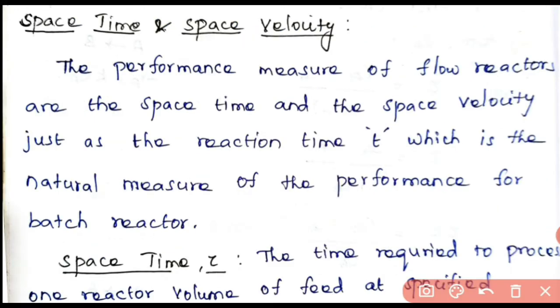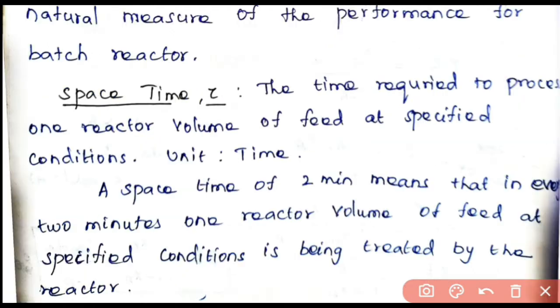Before deriving the performance equation of the mixed flow reactor, first we should know what is space time and space velocity. Why? Because for flow reactors we measure the performance of the reactor by space time and space velocity, whereas in a batch reactor we calculate the reaction time. So in a batch reactor you will calculate the reaction time t, and for flow reactors, that is for CSTR and PFR, you will calculate space time. So first we will see what is space time tau.